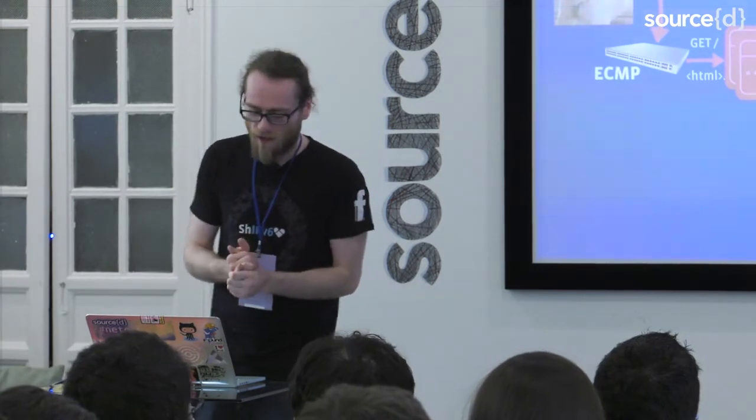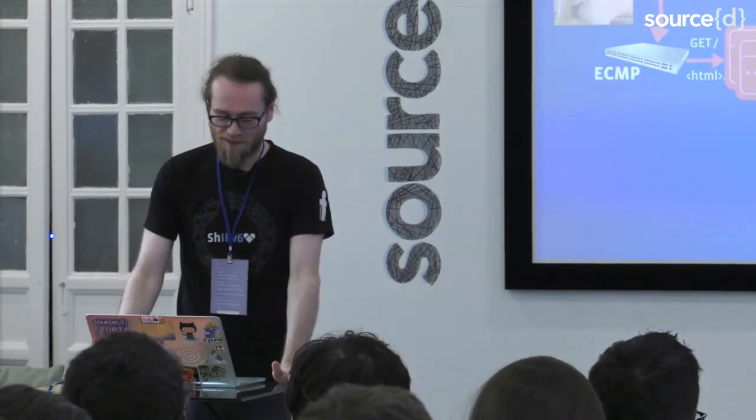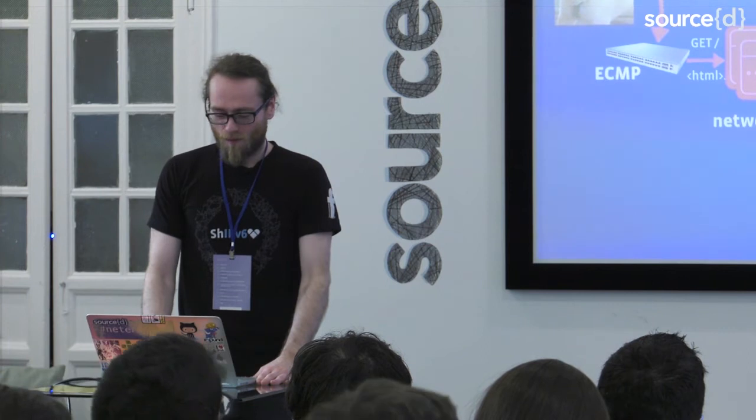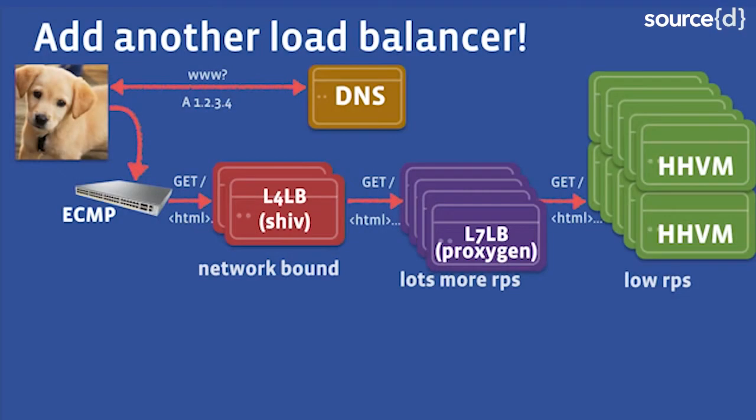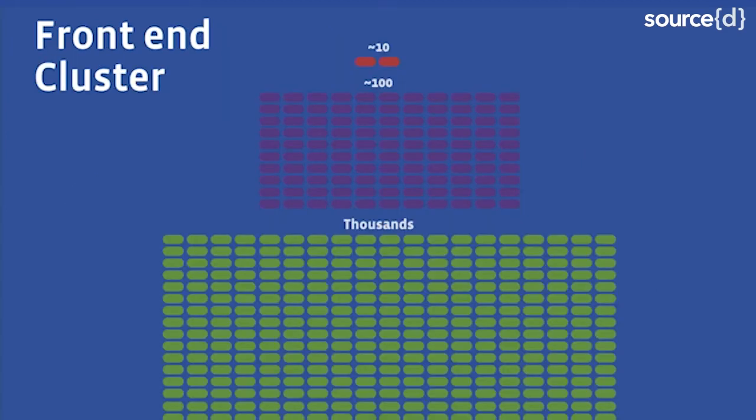Perfect, excellent. But this is now our cluster. We have low RPS in the HHVMs, medium RPS in the Proxygen. We're network bound in Shiv. What happens though when one cluster isn't enough? We need to start adding more clusters.